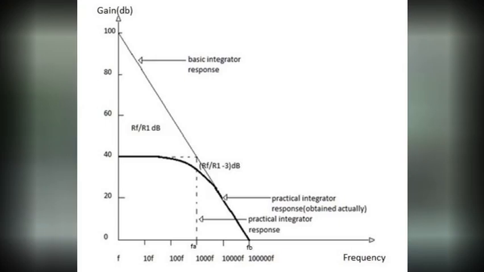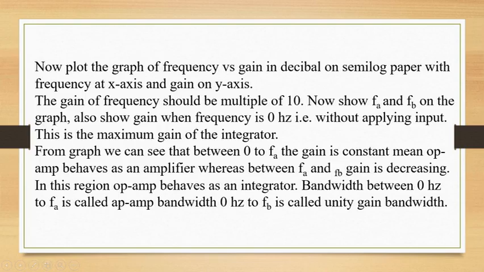From graph, we can see that between 0 to FA, the gain is constant, where op-amp behaves as an amplifier. Whereas between FA and FB, gain is decreasing, and in this region, op-amp behaves as an integrator. Bandwidth between 0 to FA is called op-amp bandwidth, and 0 to FB is nothing but unity gain bandwidth. So this is how we are going to perform experiment of integrator using op-amp 741, and we are going to plot the frequency response for integrator.